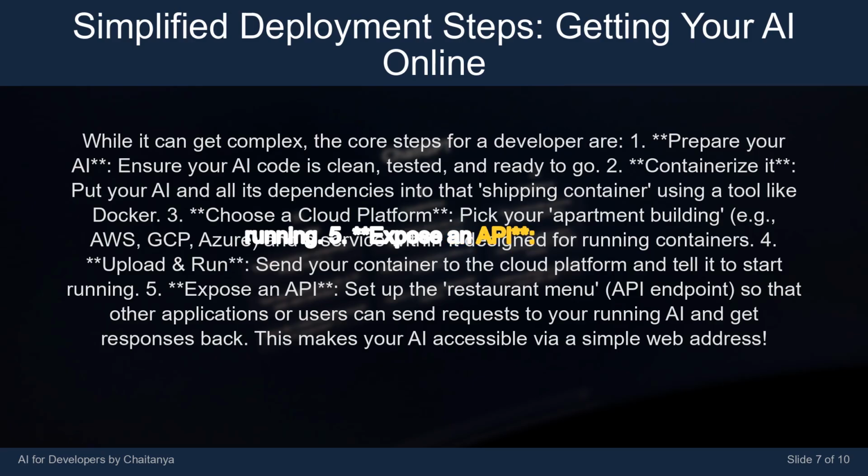5. Expose an API. Set up the restaurant menu API endpoint so that other applications or users can send requests to your running AI and get responses back. This makes your AI accessible via a simple web address.